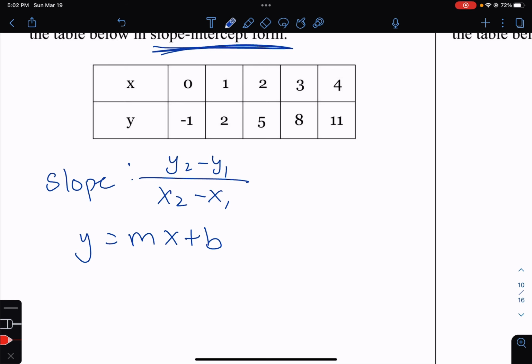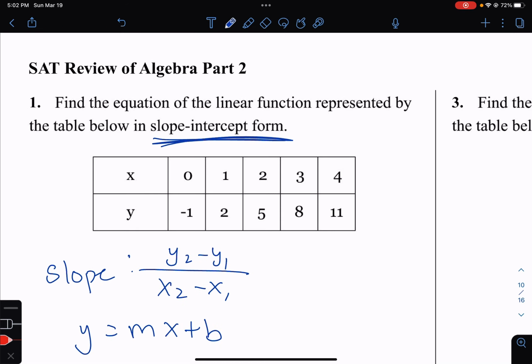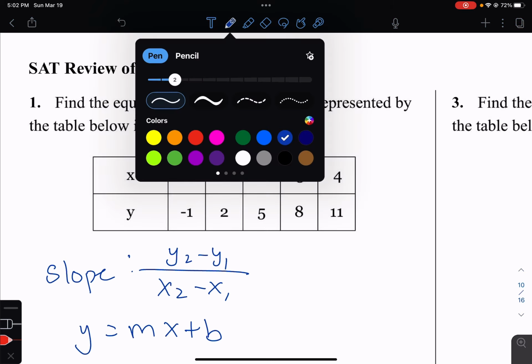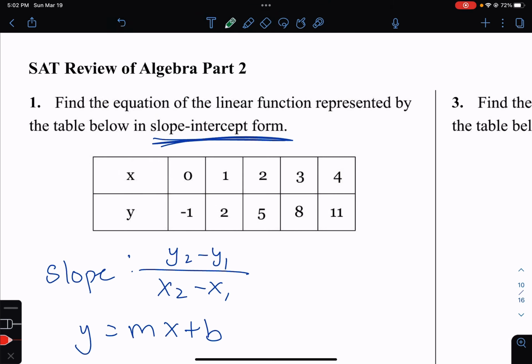So here they gave us a chart, and they're asking for us to come up with the equation of the line in slope-intercept form. The first thing I would recommend doing is identifying the slope. So I'd go ahead and label x1, y1, x2, y2. You really could pick any 2 points from this chart. I just picked the first two.